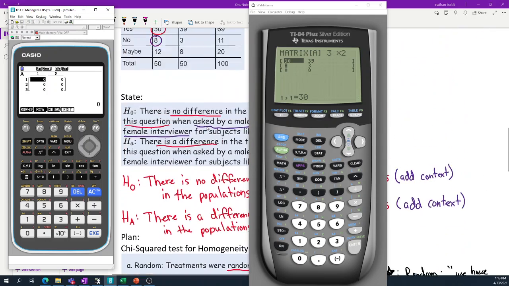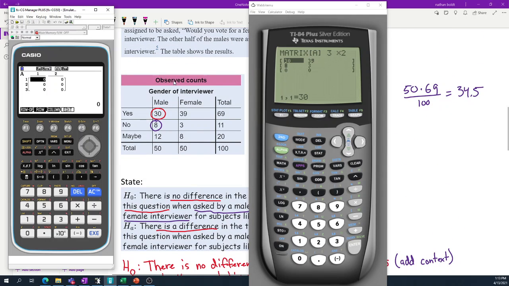So let's scroll up here. There's our data. We type in the observed. So 30, 39, 8, 12, 8. So first thing, you got to type in the table.